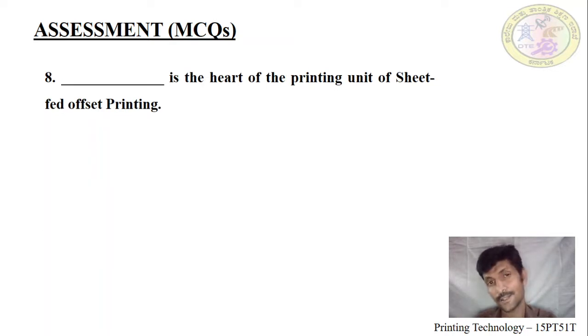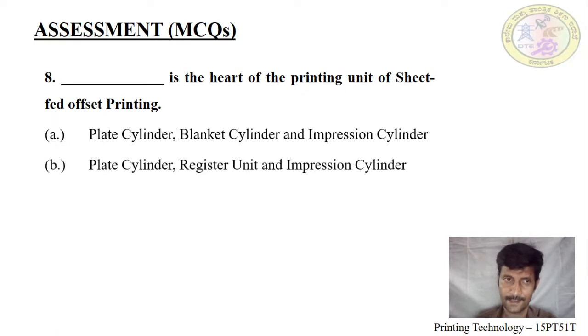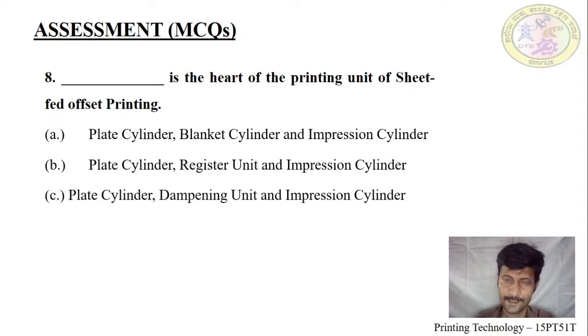Next question. Dash is the part of the printing unit of the sheet-fed offset press where the actual printing process takes place. Options: plate cylinder, blanket cylinder, impression cylinder; plate cylinder, register unit and impression cylinder. In the heart of the printing unit we have a total of 3 printing cylinders: plate cylinder, dampening unit and impression cylinder. The last one is none of the above.